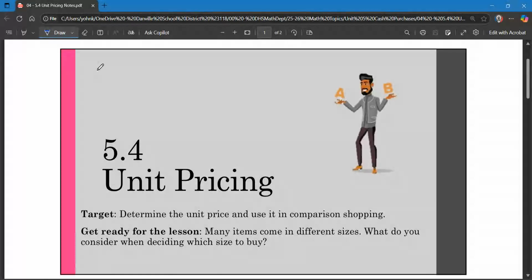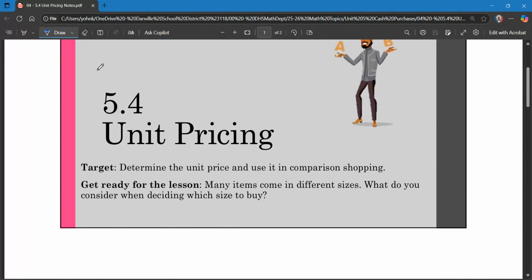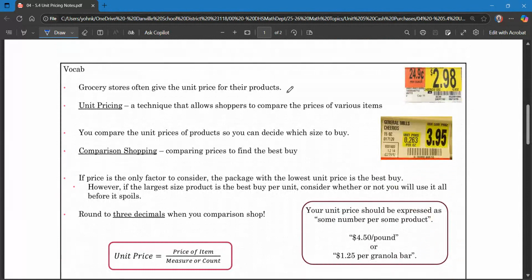So I want you to think about how when you go to the grocery store, many items come in different sizes. And what do you consider when deciding which size to buy? Do you buy the one that's always on sale? Do you always buy the biggest one? Do you buy the smallest one? Do you buy the one that's at eye level? Do you buy generic? Do you buy brand? Which one do you buy? That's what we're talking about today.